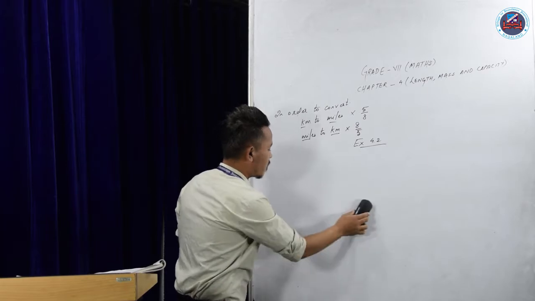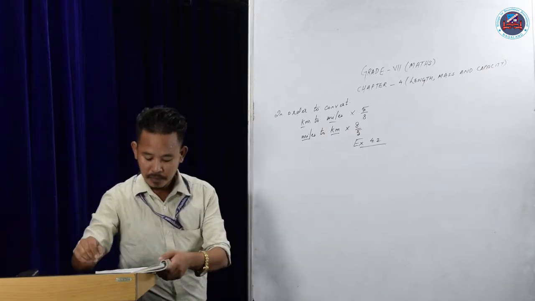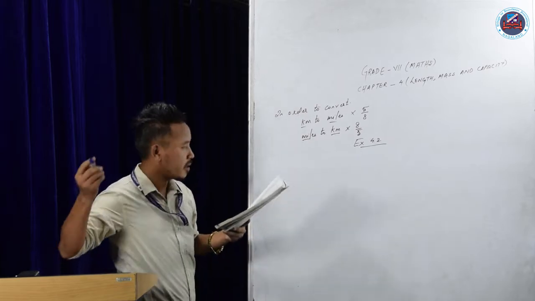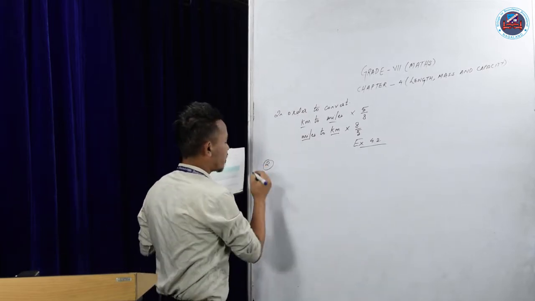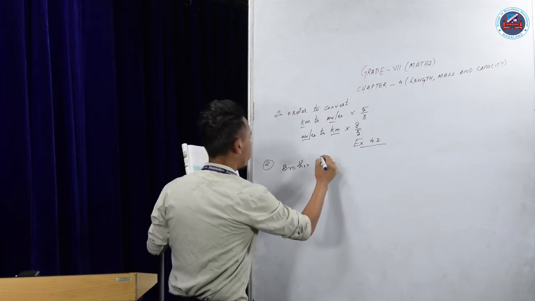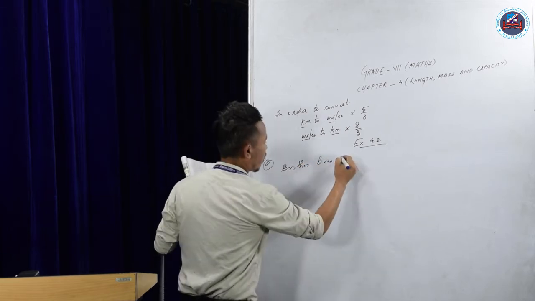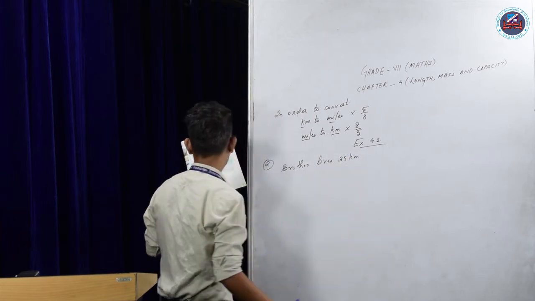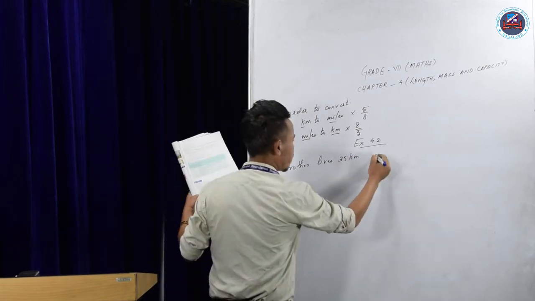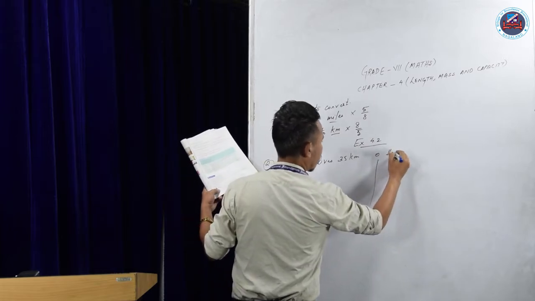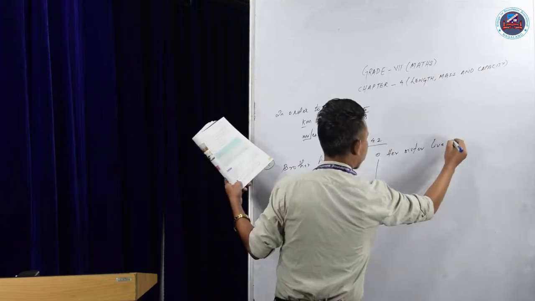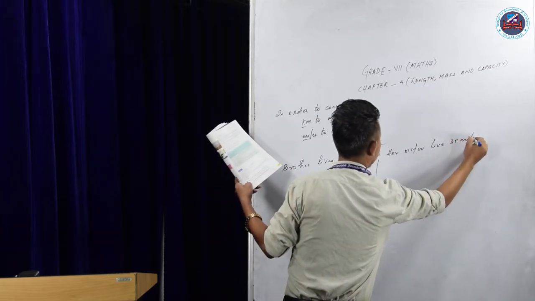Question number 2. Read what Tanisha says. My brother lives 35 kilometers from my house. Okay, so this is Tanisha's statement. She says that her brother lives 35 kilometers from her house, and her sister lives 35 miles from her house.